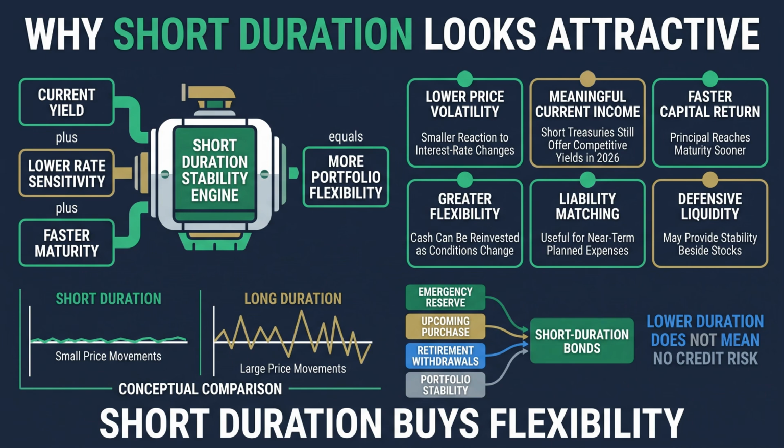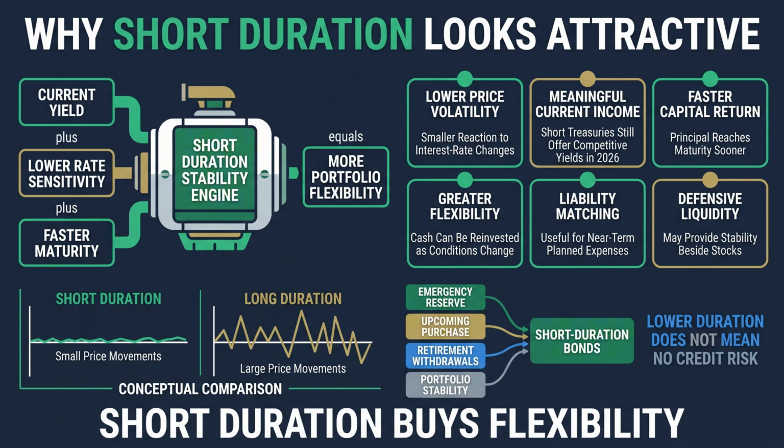A short bond or a ladder matching the expected payment date may provide greater predictability. Short-duration treasuries may also serve as a defensive liquidity reserve. But the word short does not automatically mean safe. A short-term corporate bond can still default. A lower-quality short-duration fund can still lose money if credit spreads rise. Duration measures rate sensitivity, not the borrower's ability to repay. Still, when credit quality is strong, short duration can buy flexibility, stability, and time.